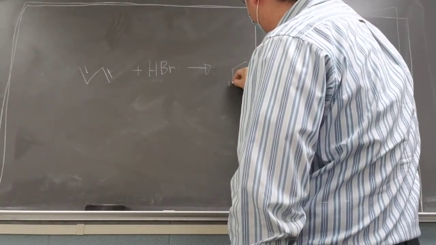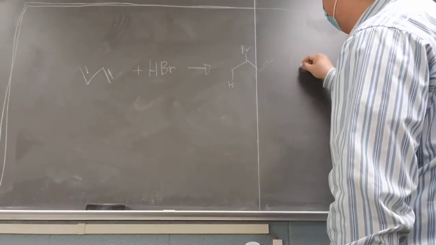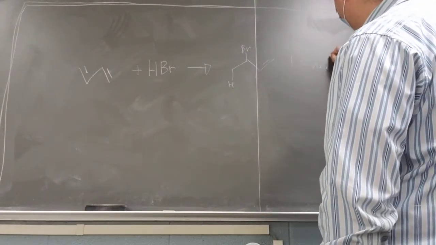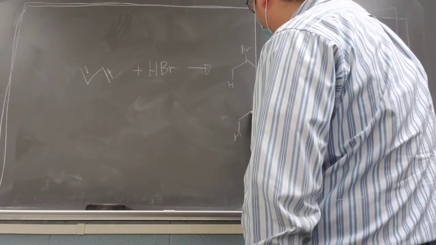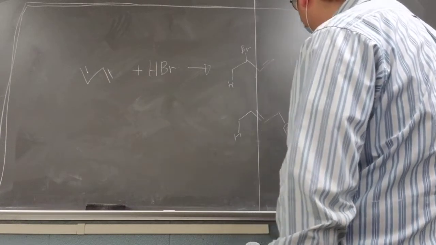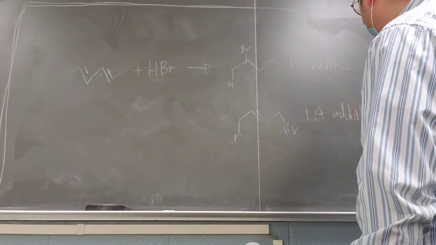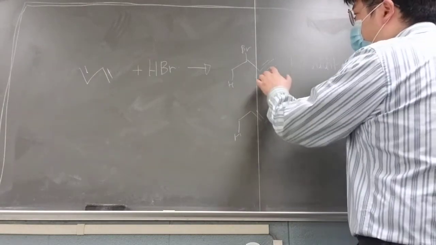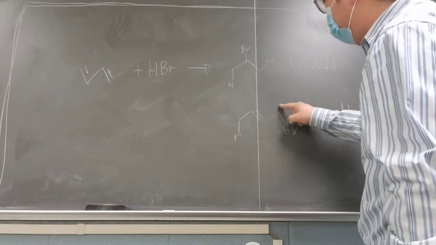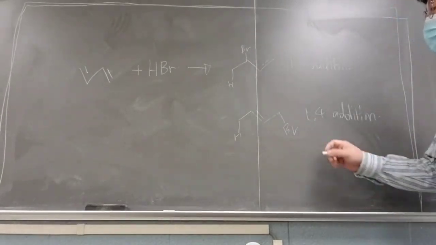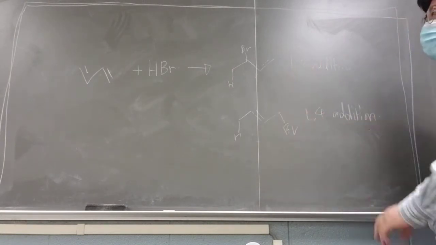So you have this one, so it would be 1,2 addition. But also we had 1,4 addition as well. Because the bond will move to here, so it can make a carbocation at the end. So the bromine anion will bond to the end. So that makes 1,2 addition and 1,4 addition.